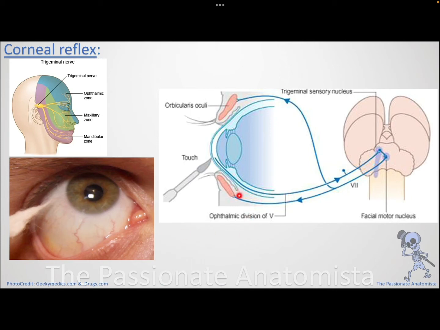So I have an afferent limb. As I touch, I have an afferent limb, and that limb is coming all the way to the trigeminal sensory nucleus. From there, you are having your connection to the nuclei of the seventh cranial nerve, and that seventh cranial nerve will give you the efferent limb, and the orbicularis oculi muscle is going to contract and makes you close your eye. Okay, so this is what we mean by corneal reflex.